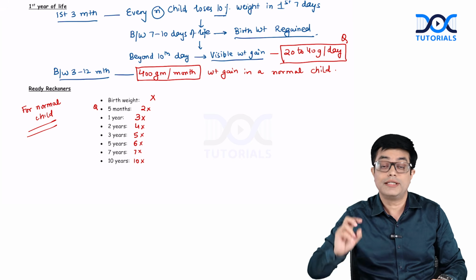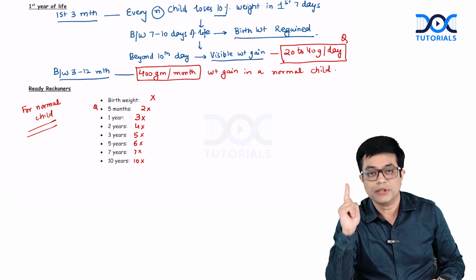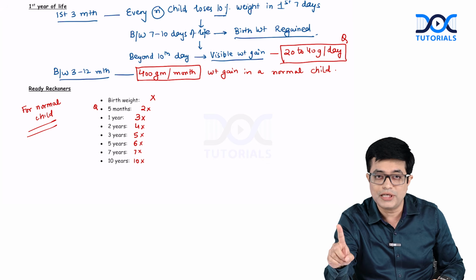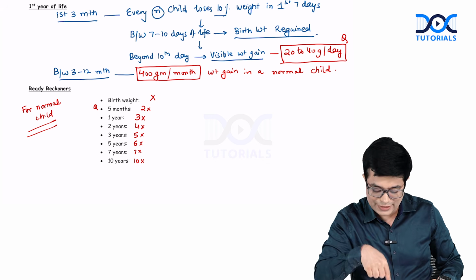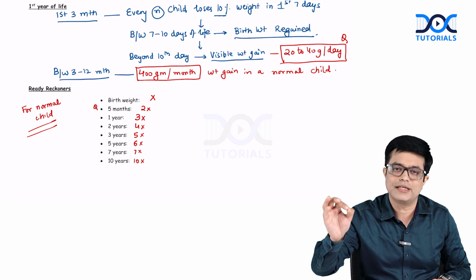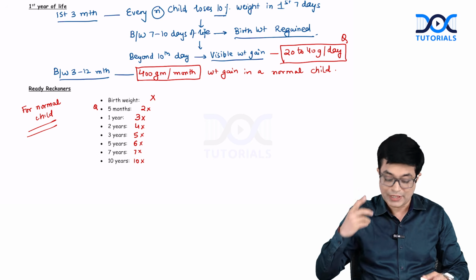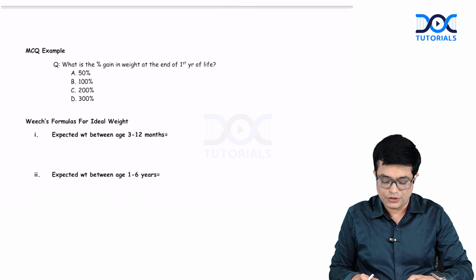Questions can be asked. They can ask an indirect question. Weight of a child is 3 kg at birth. Now the child is 10 years of age. If the child has grown normally, what should be the average expected weight? So at 10 years, it is becoming 10 times the birth weight. Your answer will be 10 multiplied by 3, that is 30 kg. Right? This is ready reckoners, and something which you will need for your MCQs.